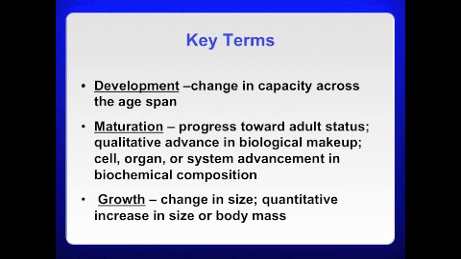There are some key terms that I want to make sure that you understand. The first one is development. This is the changes in capacity across the age span, from birth all the way up to death. Maturation is the progress towards adult status, and so this is when the organs and cells are developing. And the last one is growth, and this is where the body mass increases in size. It doesn't necessarily mean that there's development through cognition. It just means that the body is growing.